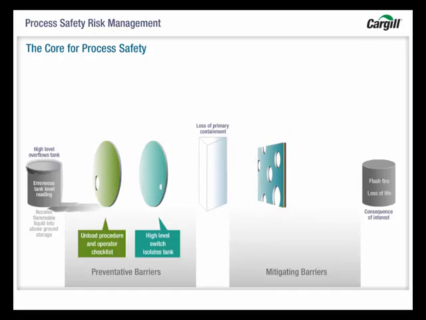In this model, we use slices of Swiss cheese to represent mitigating barriers. Mitigating barriers also have a probability of failure on demand, and similar to the spinning disk, the failures are represented as holes. Secondary containment along with ignition source control is our first mitigating layer of protection.